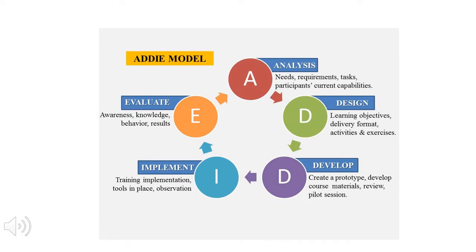The ADDIE model is the generic process traditionally used by instructional designers and training developers. The 5 phases, analysis, design, development, implementation, and evaluation, represent a dynamic, flexible guideline for building effective trainings and performance support tools. The ADDIE model is one of the popular instructional system design models that most designers use when they design learning and instruction materials.